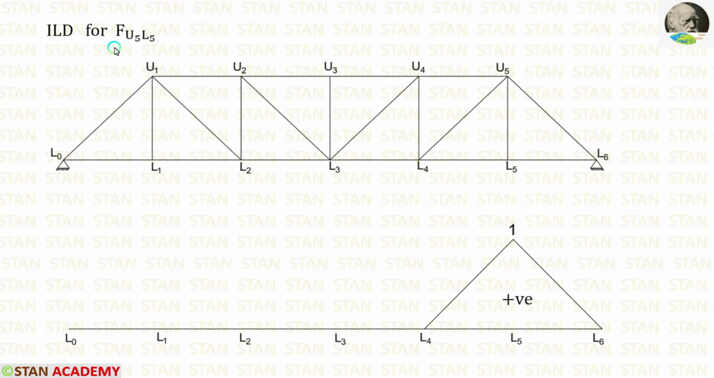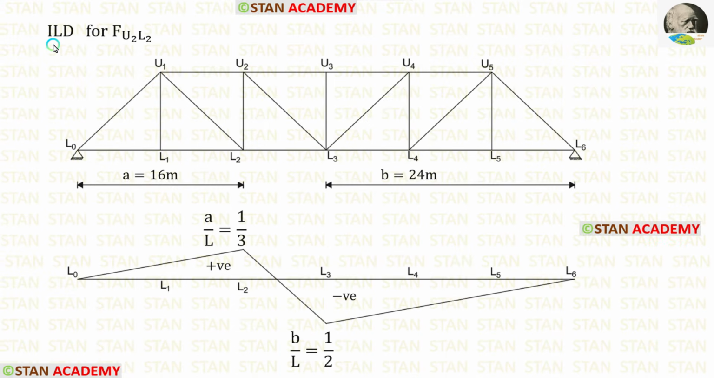In the same way we can draw influence line diagram for the force U5L5. Now let us make ILD for force FU2L2. For U2L2 the right side panel is L2, L3. We have to project L2, L3.